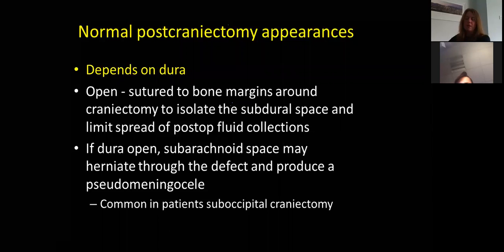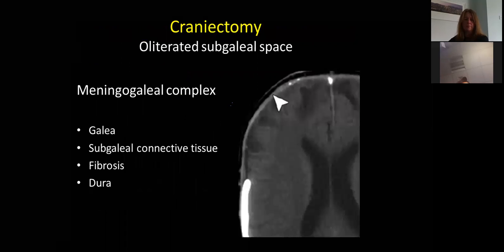So on imaging, it depends on what's happened to the dura. If the dura has been left open and it's sutured to the bone margins, that isolates the subdural space, and that will limit the spread of any post-op fluid collections. If the dura is open, the subarachnoid space might herniate through the defect, and this can cause a pseudo-meningocele, and we commonly see that in patients who've had suboccipital craniectomy when the dura is open.